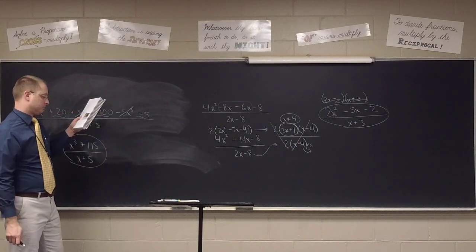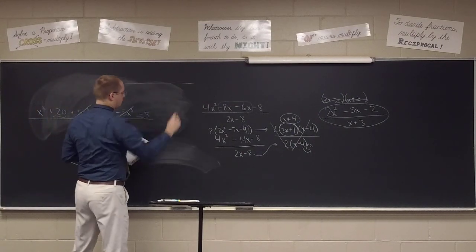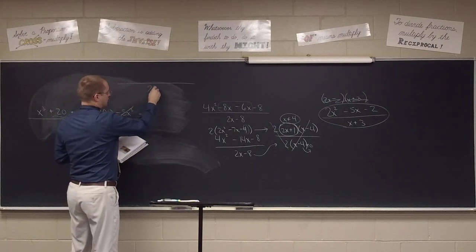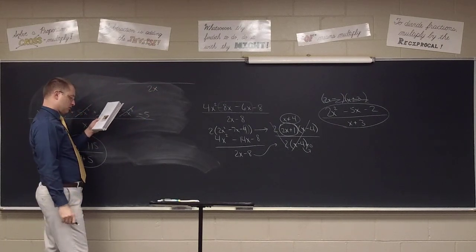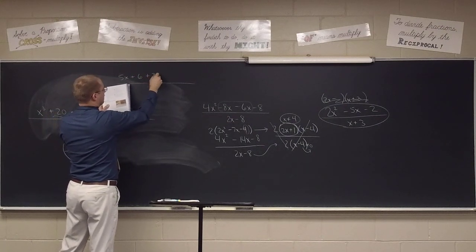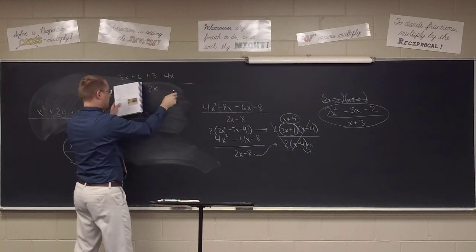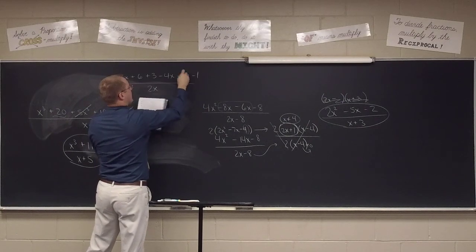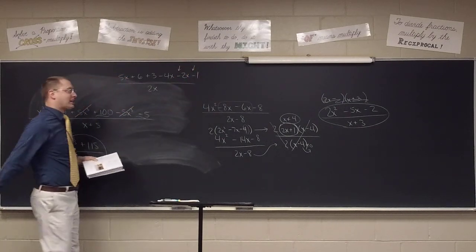What do we do? Well, big long line. And then put 2x underneath. And put 5x plus 6. Plus 3, negative 4x, negative 2x, negative 1. Great job. It was a subtraction, add the inverse.